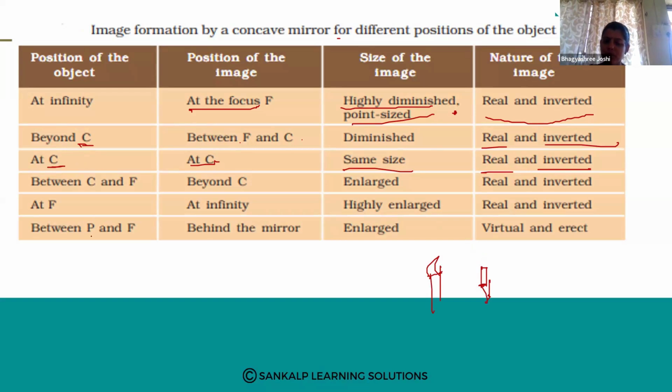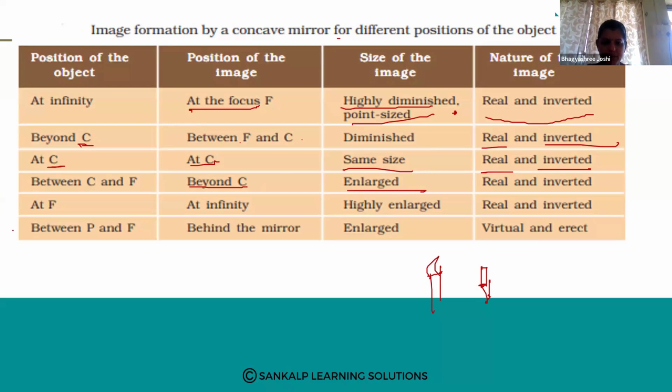Between C and F, so between center of curvature and focal, the principal focus F. The image will form beyond C and it is enlarged. Enlarged means it forms bigger than the object, right? And it is real and inverted.